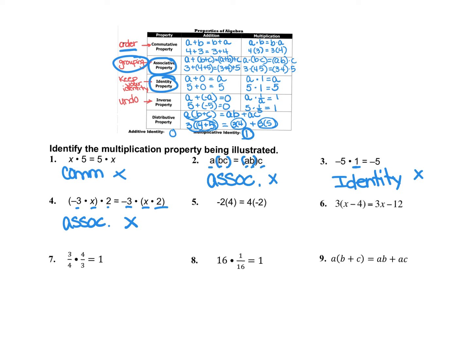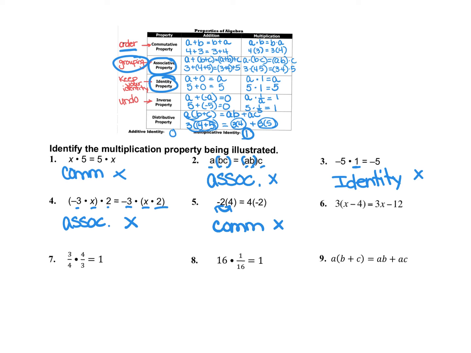Number 5, I have -2 times 4 is equal to 4 times -2. Now, notice what I've done is I've just flipped the order of them. I've switched it. And again, the switching of the order is the commutative property, and that's going to be of multiplication.